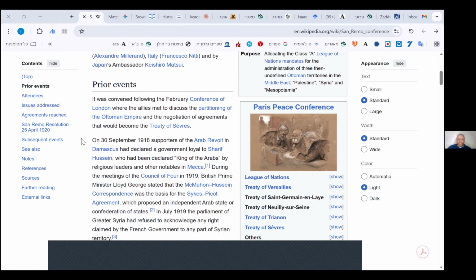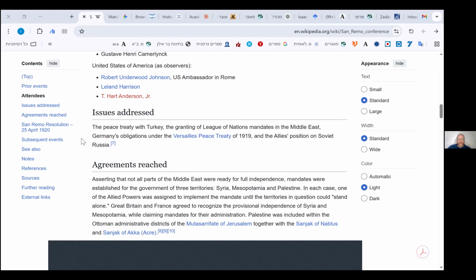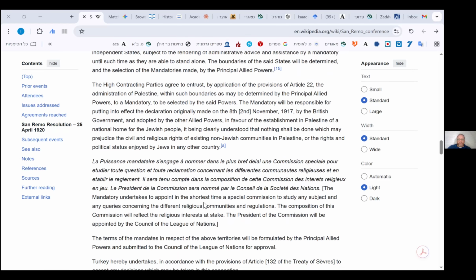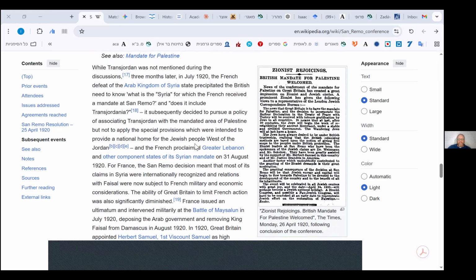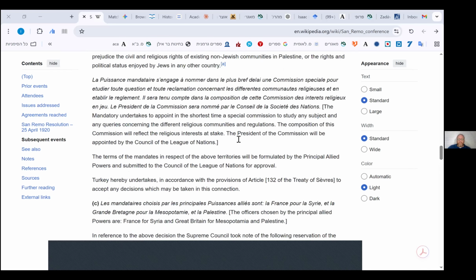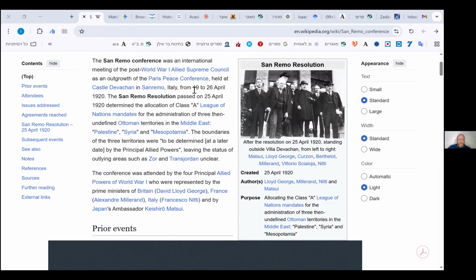Now, this is the first time that Palestine's status was actually enacted as something that would have a future as a Jewish sovereign state. Because you have the Balfour Declaration from two years earlier, but it was just a declaration. This was an alliance of all of the Allied forces that called for a true British mandate for Palestine in order to create a Jewish state. So the dates are from the 19th to the 26th of April, and the resolution was passed on the 25th of April. So far, so good. Please write this down. So April 25th, 1920, was the time of the Sanremo resolution.